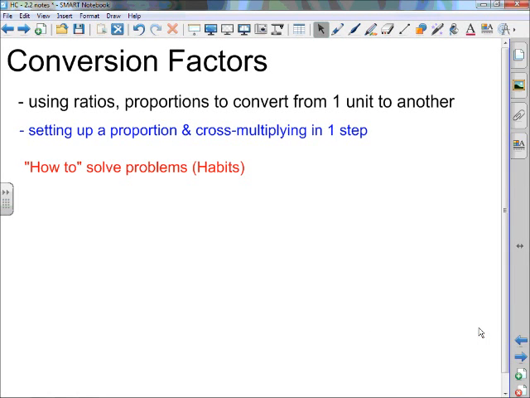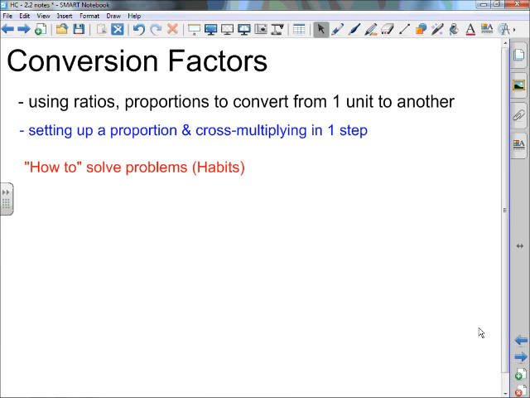In today's video, we are going to talk about conversion factors. In chemistry, even in all sciences and math courses, conversion factors are a convenient way to use ratios and proportions to convert from one unit to another. What we try to do is avoid setting up proportions the old-fashioned way and cross-multiplying and dividing. We try to do that all in one continuous calculation. And what we're going to learn today is not so much the chemistry conversion factors and the chemistry calculations, but get more into the habit of how to solve these problems.